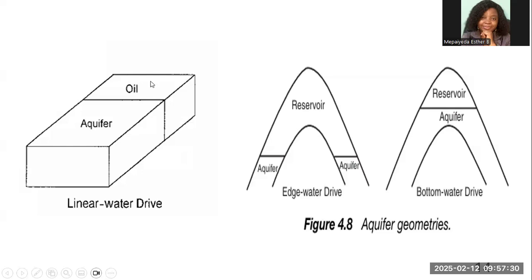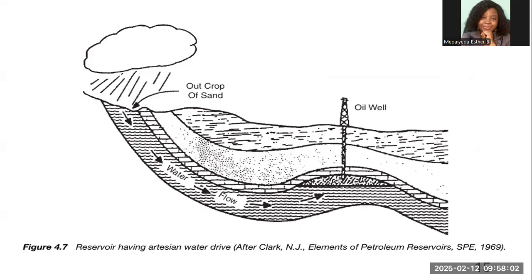And for the linear water drive, flow is from one flank of the reservoir. This is the oil reservoir. You only have the aquifer attached to this flank of the reservoir. So here flow is strictly linear with constant cross-section area. Flow is strictly linear into the reservoir. So just for you to know, when there is presence of an aquifer under the reservoir drive mechanisms, you can either have it as linear, edge water drive, or bottom water drive.